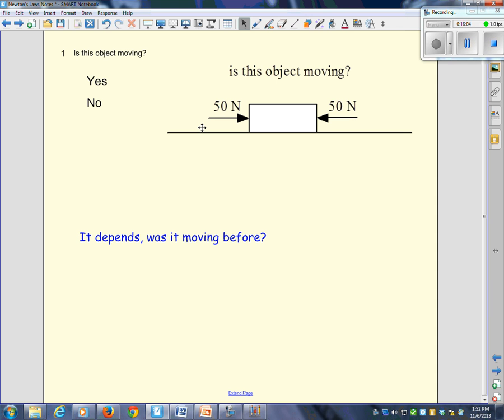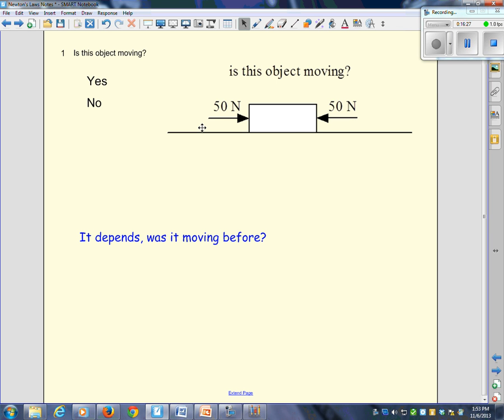Listen carefully. It depends on whether it was moving before, because if it was moving before, it's going to continue on a straight line at uniform speed. What's the net force? Zero. An object in motion will stay in motion. If it was at rest, it will stay at rest.